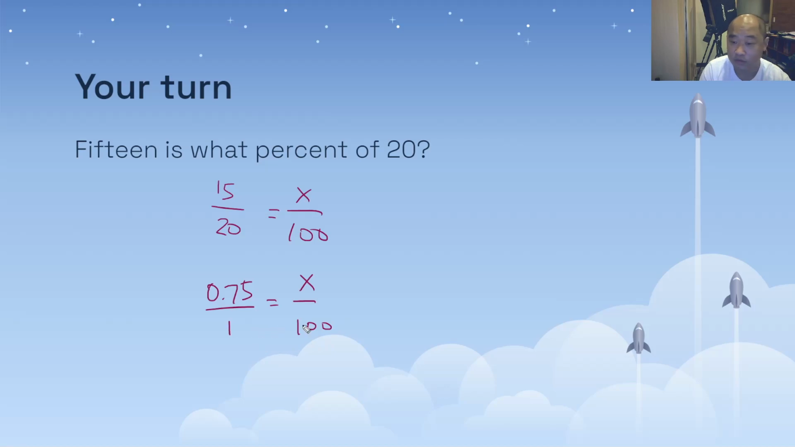So then you could multiply both the top and the bottom by 100 on the left side to make this 100, right? So we would multiply this by 100 over 100. And that would give us 75 over 100 equals X over 100. So this might be how you decide to do it. And so X would equal 75. So this is 75%.